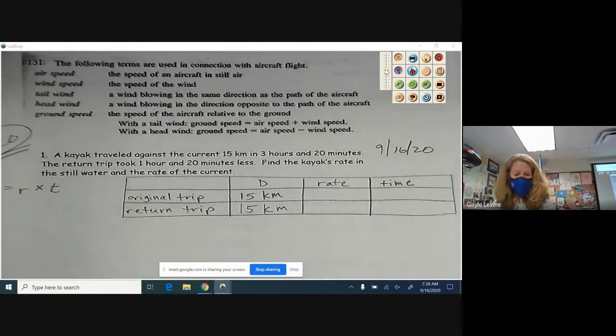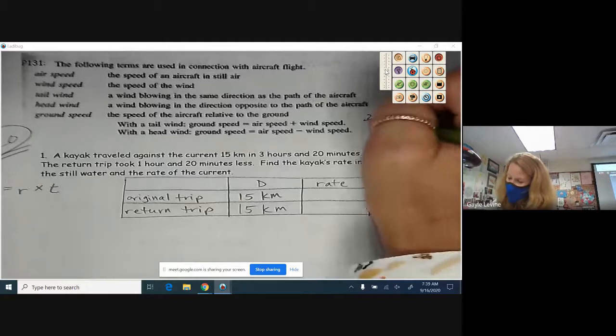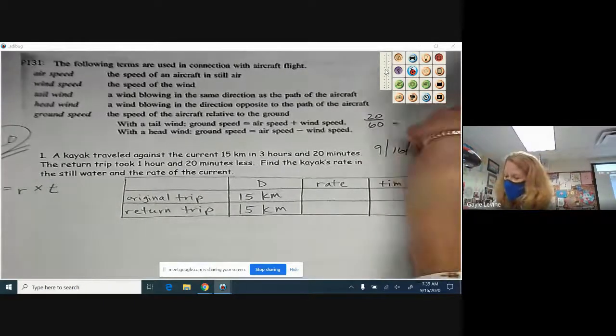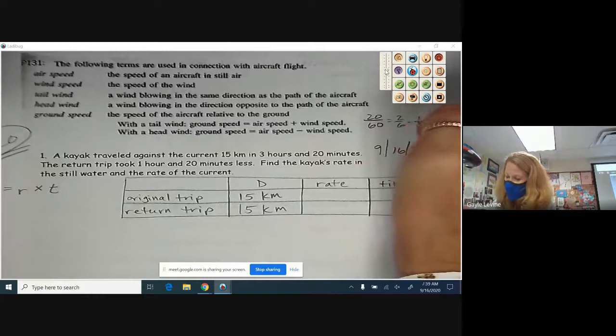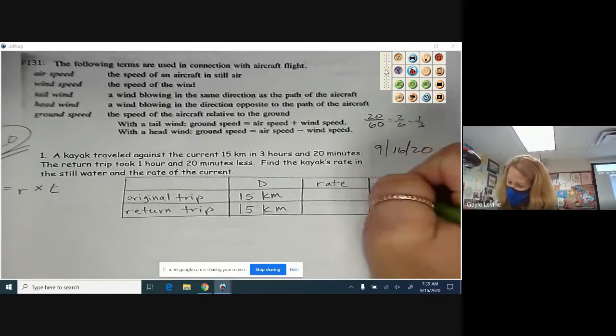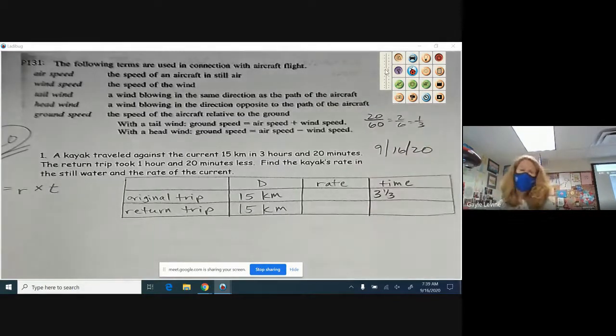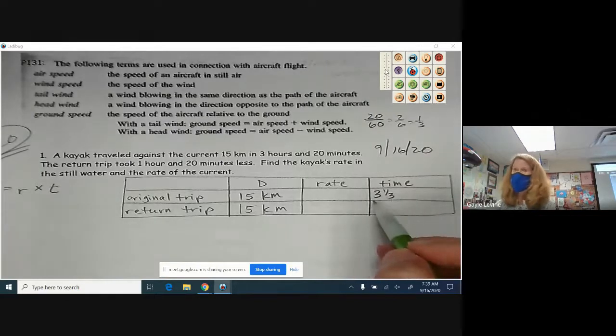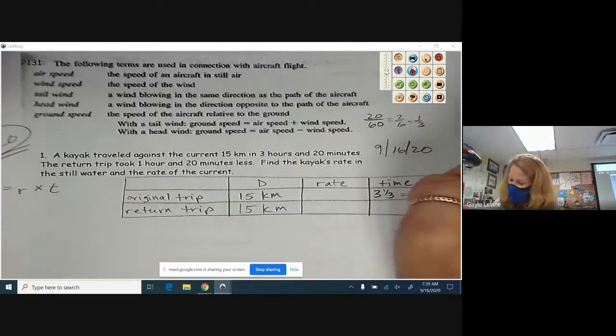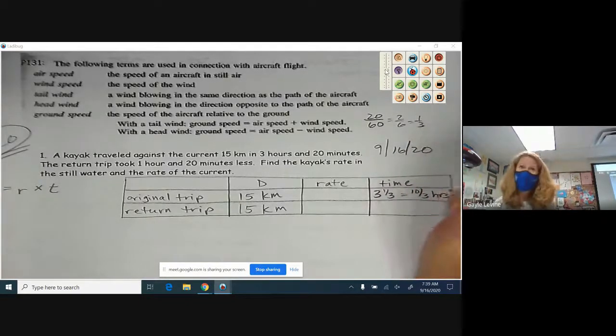If you're going against the current, and that's your original piece, you're going to do 3 hours and 20 minutes. That's 3 hours, and then 20 minutes out of 60 minutes reduces to 2 out of 6, which is 1/3. So this is 3 1/3 hours. I'm going to write that as an improper fraction. I take my denominator of 3 and multiply by my whole number, 3 times 3 plus the 1, to get 10/3. And this is in hours. It's always a good idea to have your unit.